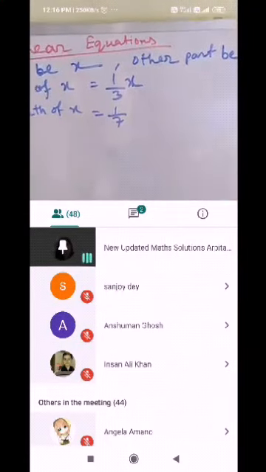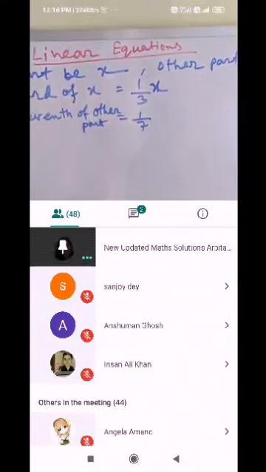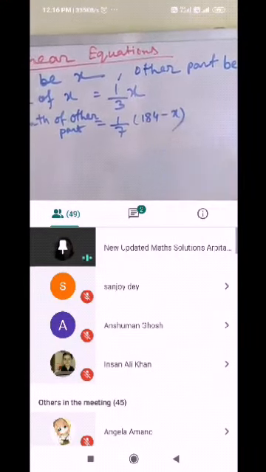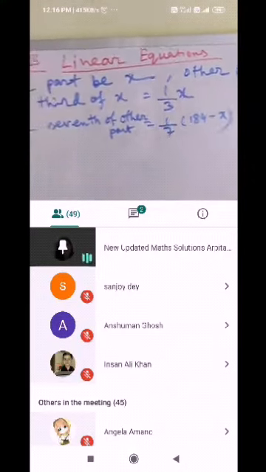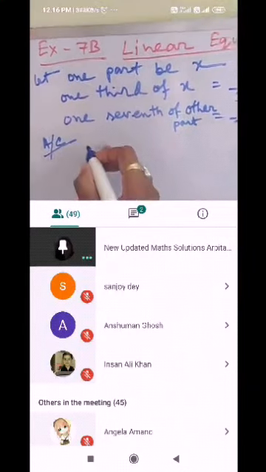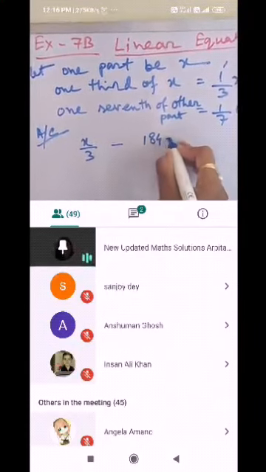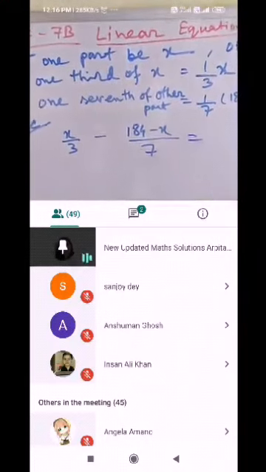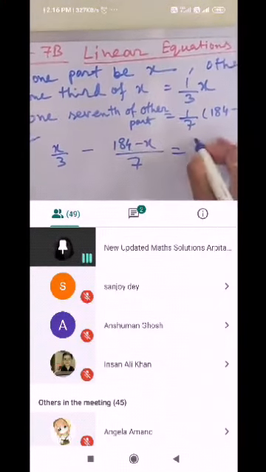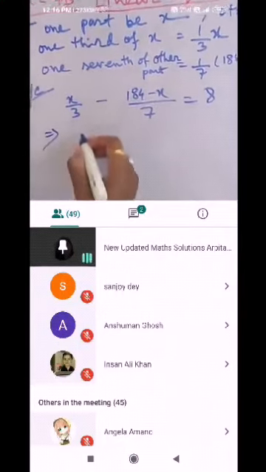Then 1/7 of the other part, that means 184 minus X. Then according to the condition, X by 3 minus (184 minus X) by 7 equal to 8. Exceed 1/7 of the other part by 8 is given there. Then solve it and find the value of X.